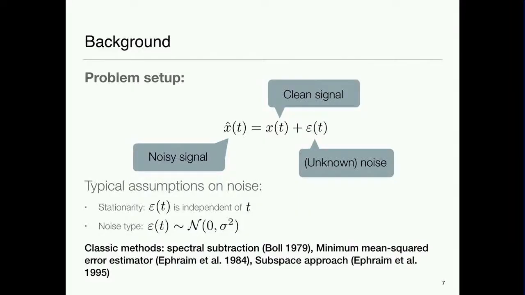So let's start with the problem setup. Here the small x_t represents the clean signal, and epsilon_t is the noise we observe. The noisy signal under this model, called the additive noise model, is the summation of these two signals. But usually, to solve this problem, people make some statistical assumptions on the type of noise we observe. The first typical assumption is the stationarity of the noise, which means the noise does not depend on time; it is assumed to be stationary at each time step.